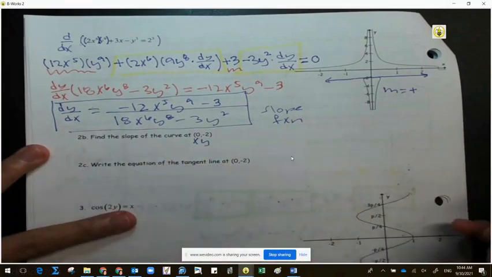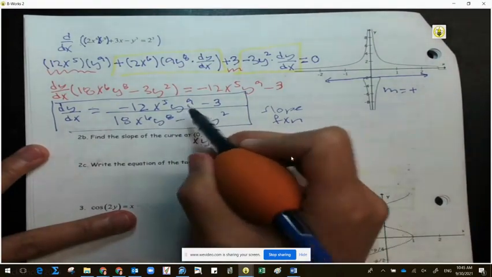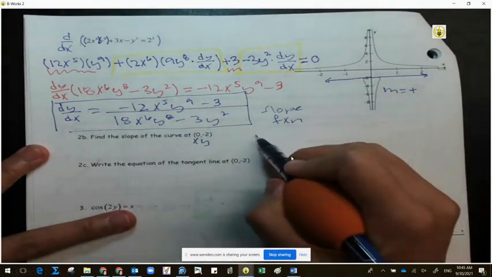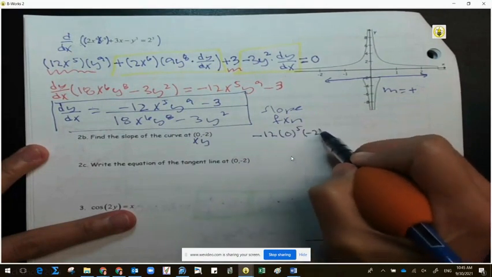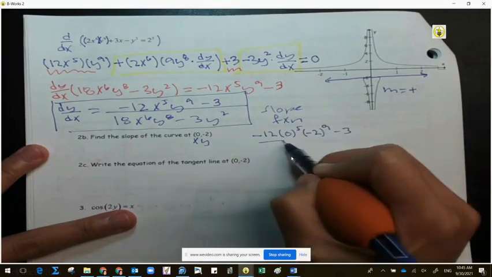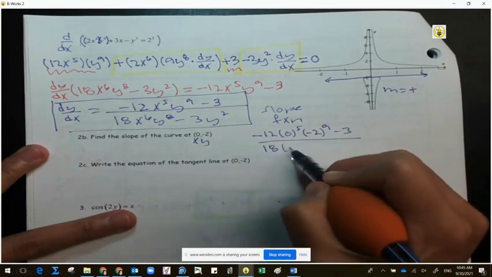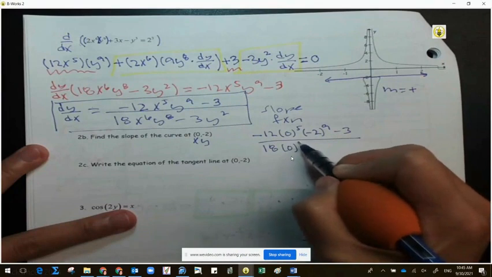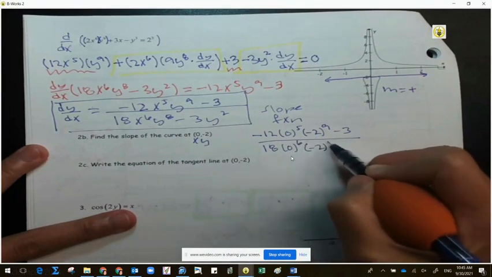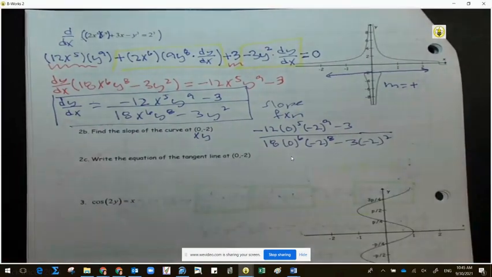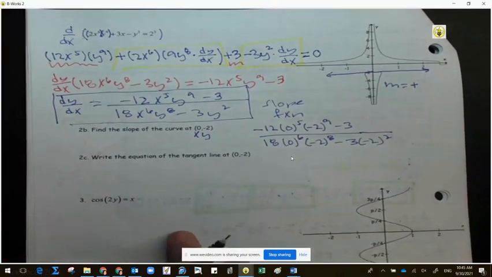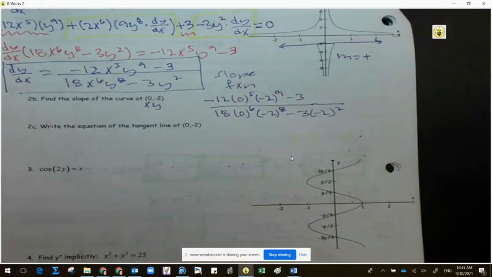And when they're asking us to find a slope, here's what you have to do on the AP test. Listen up. Plug in the x, plug in the y, physically with your pencil. So we have negative 12 times 0 to the 5th, negative 2 to the 9th. Again, we're just plugging it in. Plug in 0 and negative 2. All right. And because of the number 0, this is going to look easier than it looks.